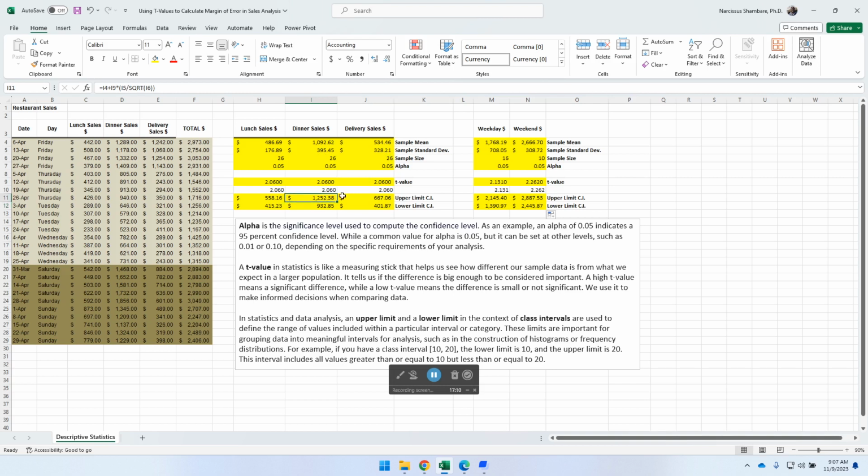So in other words, we're saying that for dinner sales, we are likely to get as high as 1,200 during a very good week, right? But it can be as low as 932. So then how do we plan, right?